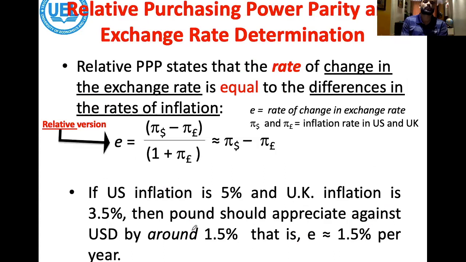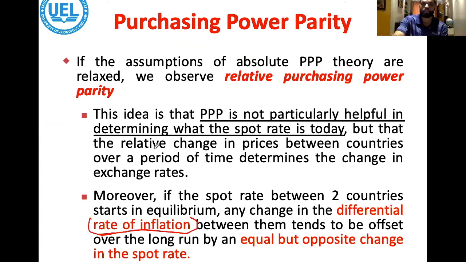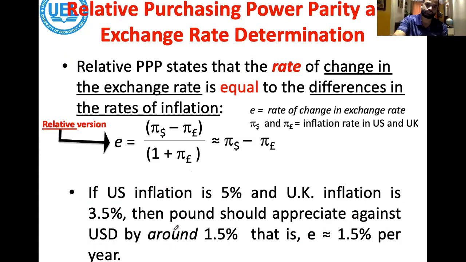Let's move on. So we can estimate the relative version, which means, as we mentioned before, with the relative version we can estimate change in exchange rates using inflation. What change? Positive change or negative change? If the US currency is getting weaker, that's a negative change, let's assume in American terms, and if the US is getting stronger, it is a positive change. So relative PPP states that the rate of change in the exchange rate equals the difference in the rates of inflation. All right. So what does it mean?